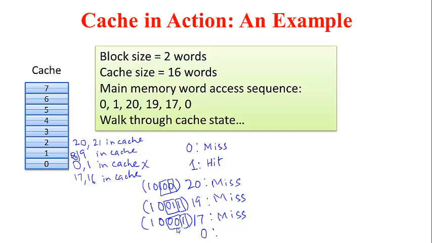Next, the processor is accessing word number 0. Well, just like what happened earlier, we map word address number 0 to block number 0, but here unfortunately the earlier access has evicted 0 from the cache, so 0 is no longer in the cache, so this is also going to be a miss. Now 16 and 17 will be evicted from block number 0, and 0 and 1 will be brought in their place again.